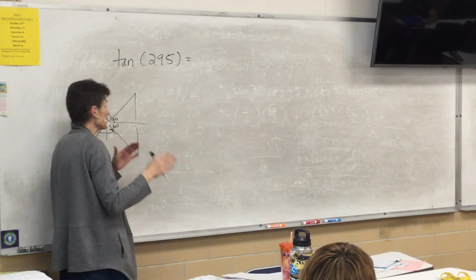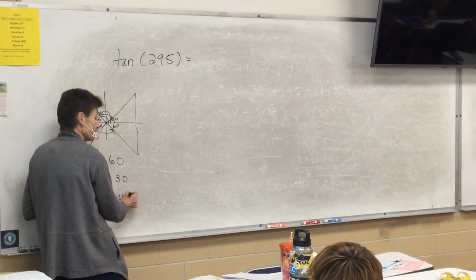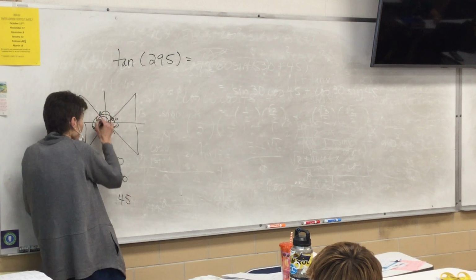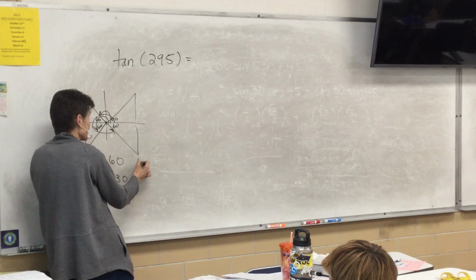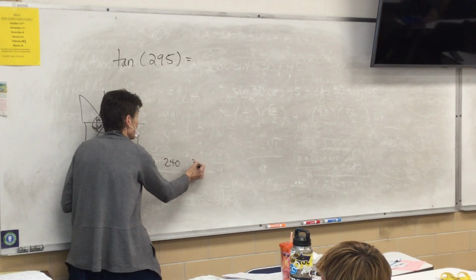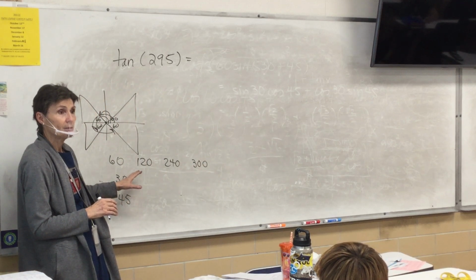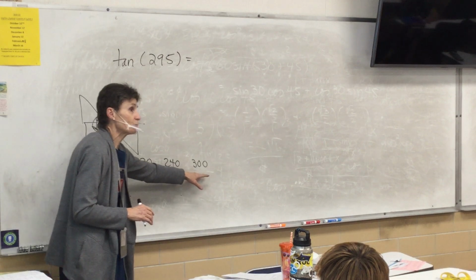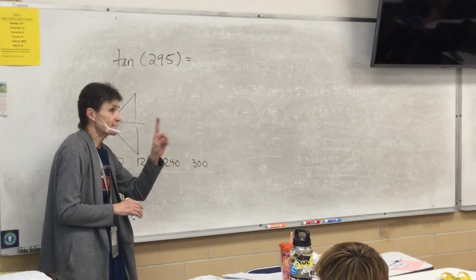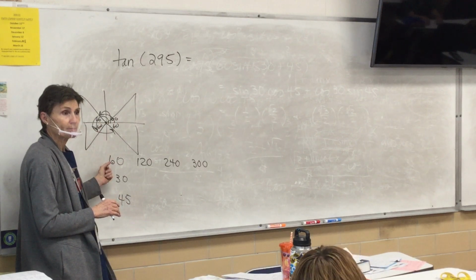So you don't just have 60, 30, and 45. You have all of their versions. So for 60, it's 120, 240, and 300. And don't let me pull a fast one. Do you see what I'm talking about? These angles, if I draw them, have a reference angle of 60. So they operate just like a 60.